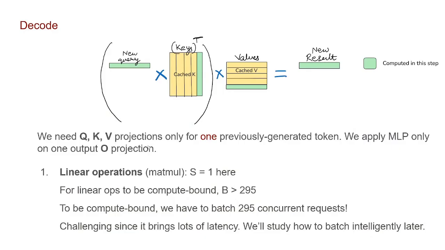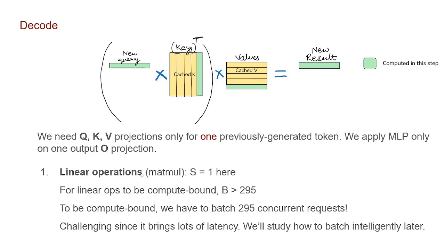For the decode stage, recall that we are doing this operation. We are loading in keys and values from cache for the previous tokens. For the last generated token, we are computing the query, keys and values. And then here's the output of the attention operation.